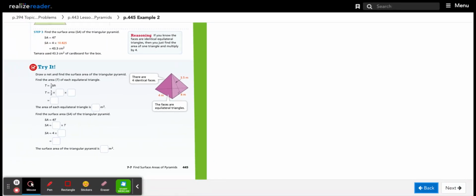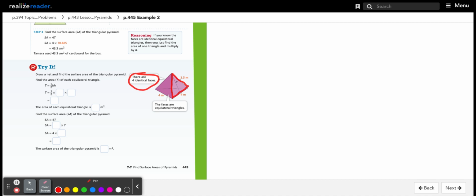So equilateral triangles just means that the length of each side is the same, but that's not really as important because we have to look at the base and the height. So we have 4 triangles here. So if I wanted to make the net, you could sketch out the net, or we can just think of it as, okay, we have 1 triangle here, and then there's going to be 4 identical faces.